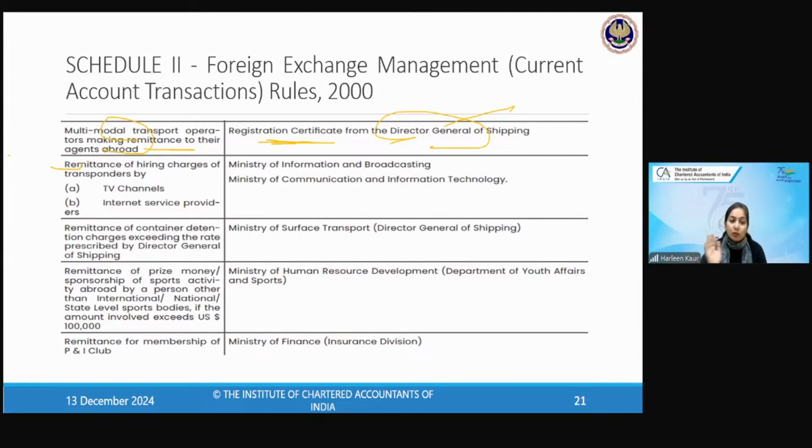Multimodal transport operators means you're using multimodal transport. First by road they are coming, then by ship, and then by train they're going. So you have taken the registration certificate from the Director General of Shipping. Then only you can make the payment to these agents who are sitting abroad. Again, MOST is being used here also. Any container detention charges exceeding the rate prescribed by Director General of Shipping.